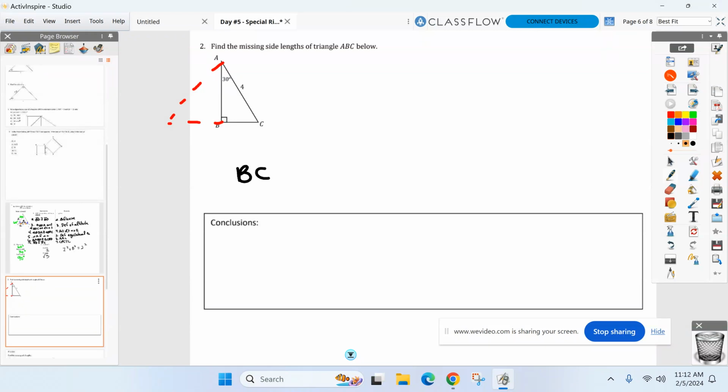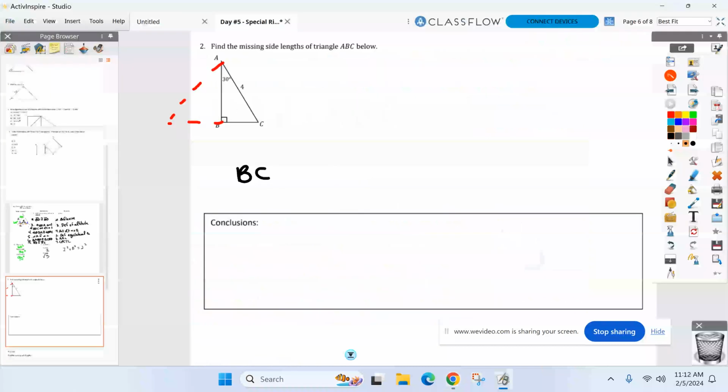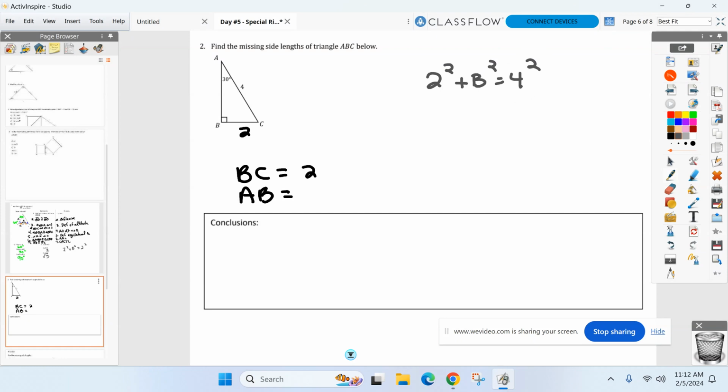All right. What's BC going to be? Remember, it's just half of an equilateral triangle. What's BC going to be down there? Matt, based on last problem, it'll be 2. Good. So that's 2. And now you guys can use Pythagorean theorem to find AB. And then we'll talk about, do we see any patterns in a 30-60-90? Simplest radical form for AB.